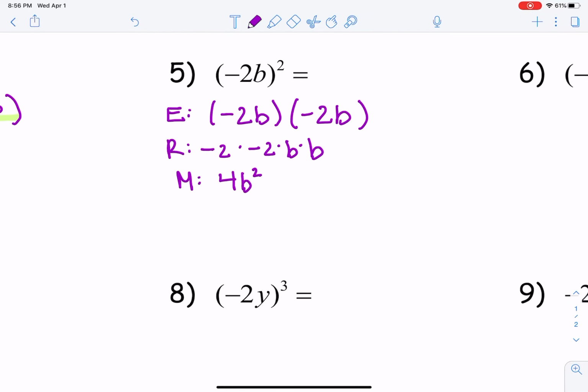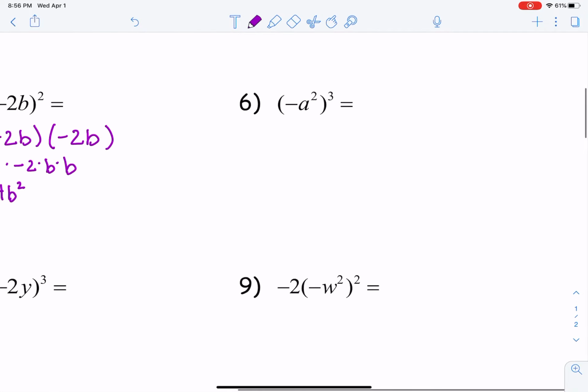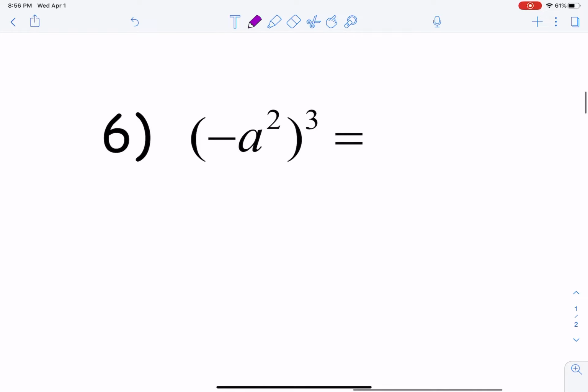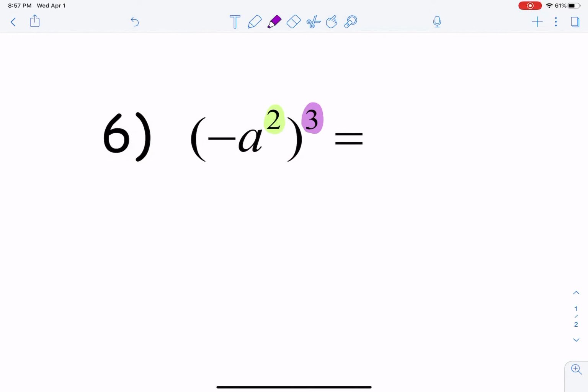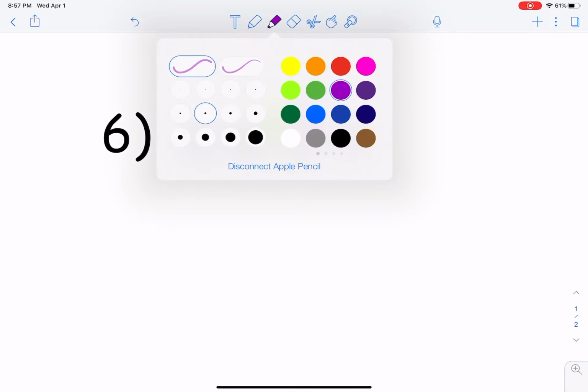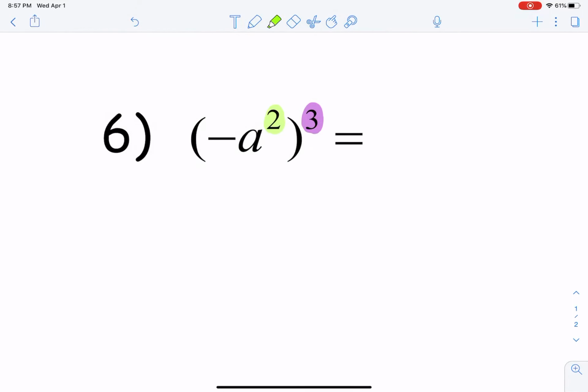Okay, let's see. Number 6 was one of the most missed ones, and this is actually, once again, one of the trickier ones because I have 2 exponents here. So let's go ahead and ask ourselves first, what is this exponent of 2 attached to? Go ahead and pause the video. All right, so what is it attached to? Well, it's only attached to the a, not to that negative. So I would expand this as negative. Remember, there's an invisible 1. So -1 times a times a.